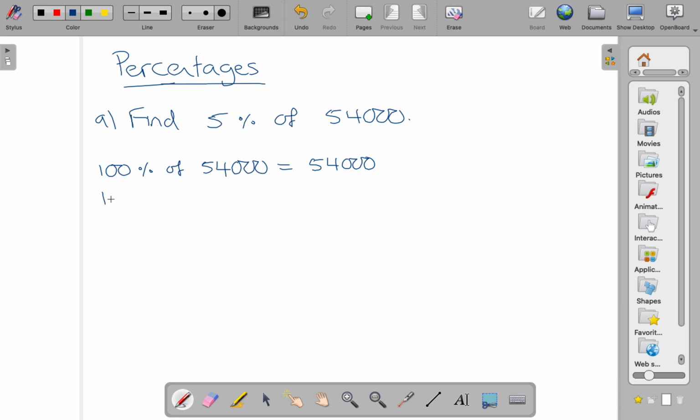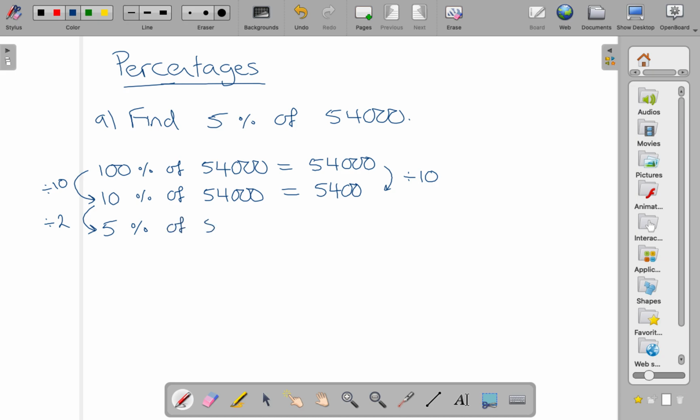So then if we try and find 10% of the number, to go from 100% to 10%, we divide by 10. So if we know what 100% is, to get 10%, we just divide it by 10. And if we divide this by 10, we get 5,400, because when we divide by 10, we remove a 0. And then if we want to find 5%, we must realise that to go from 10% to 5%, we have to divide by 2.